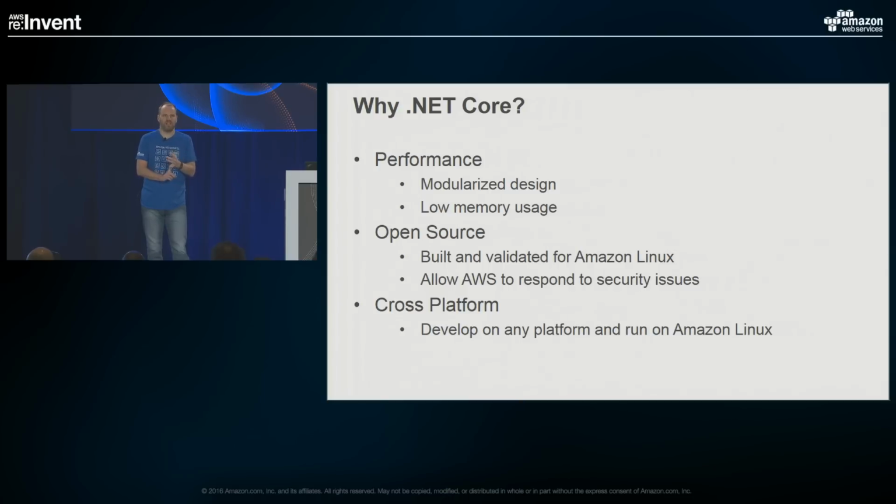Open source is another benefit of .NET Core. So we actually took the .NET Core source and we built it and validated it to work on top of Amazon Linux, which is the underlying platform for AWS Lambda. And by being open source, this is also going to allow AWS to respond to any security issues that might come up with .NET Core.